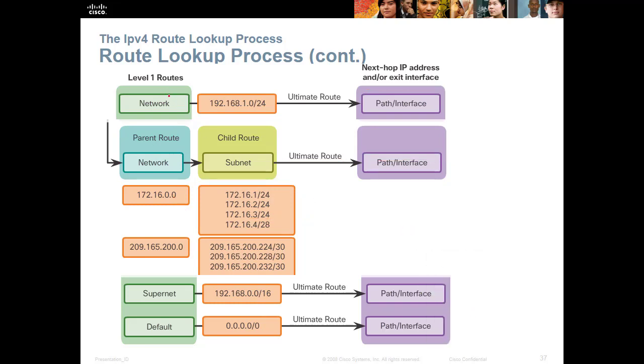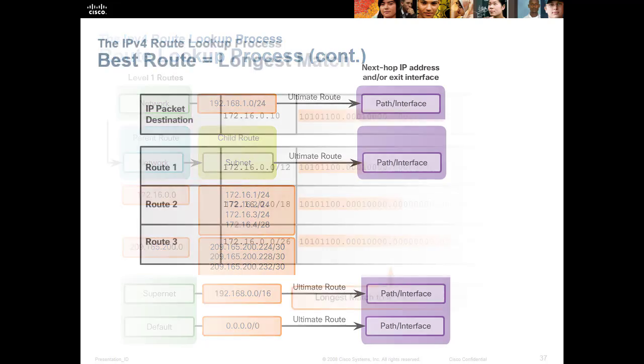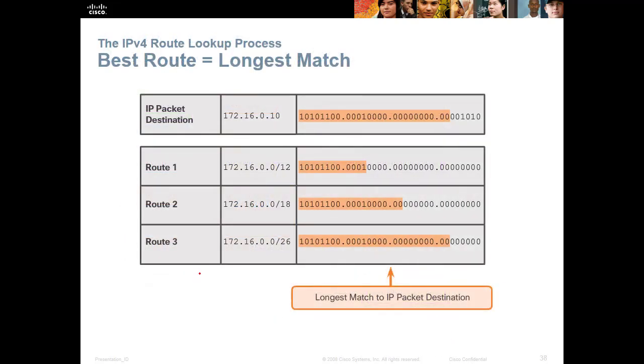You can screenshot this, you can use this for testing purposes. But the key thing here is you have those ultimate routes: exit interface, next hop. We have child routes, which are considered level 2 routes that only exist when a parent route exists. And then we're going to have supernets and defaults, which are both level 1 ultimate routes. So take your time with this stuff because it does get a little complicated. The hardest part of this entire chapter, though, might be right here.